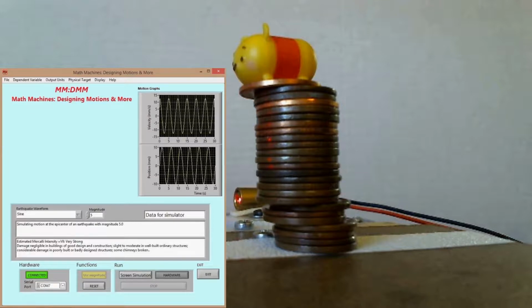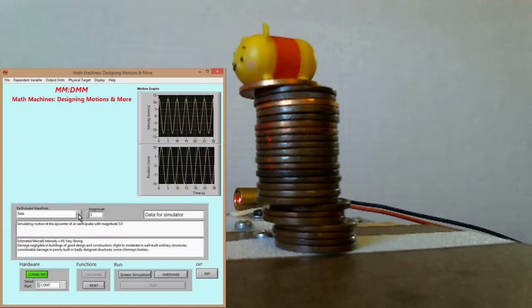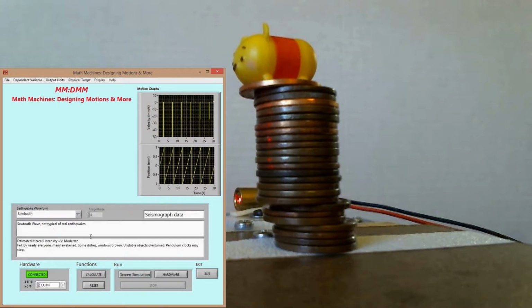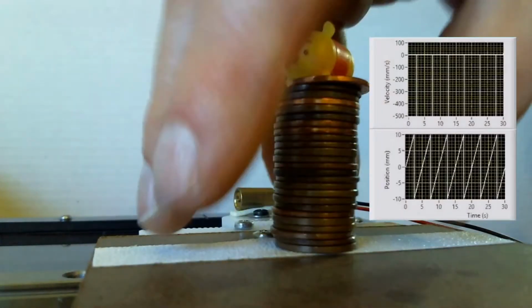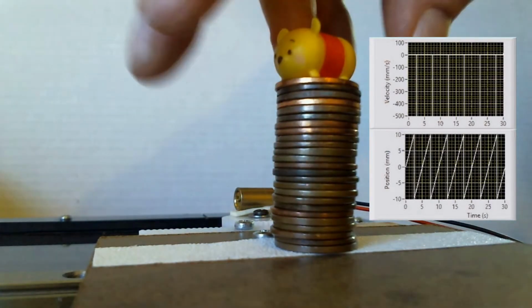We could try the ever popular sine wave, but that has particularly low velocities and rather gradual changes in velocity. A sawtooth wave might be a better bet, with a slow motion in one direction and a very rapid, as fast as the motor will allow, motion in the opposite direction.